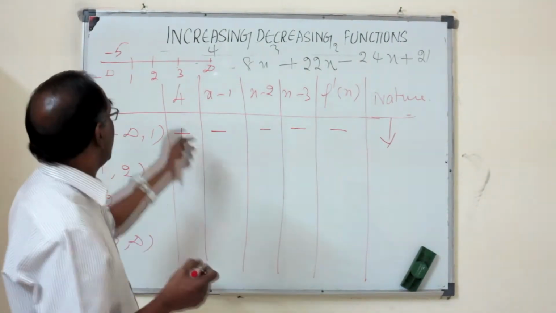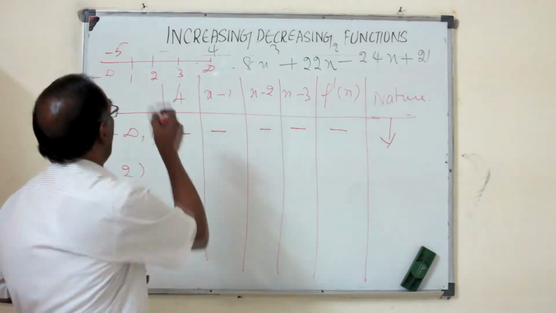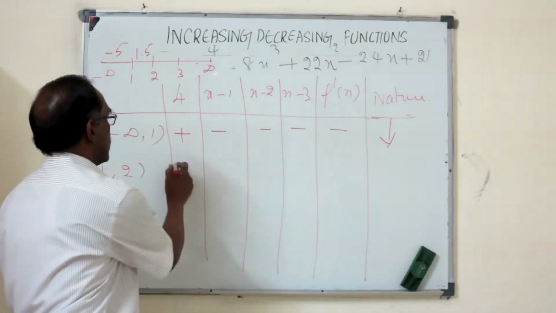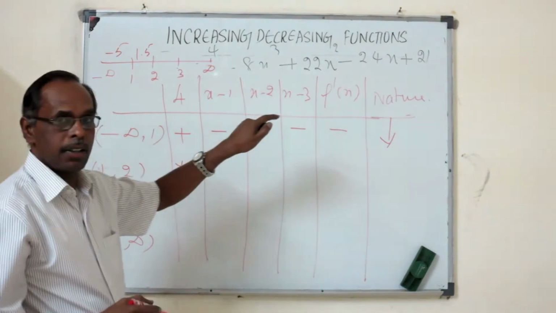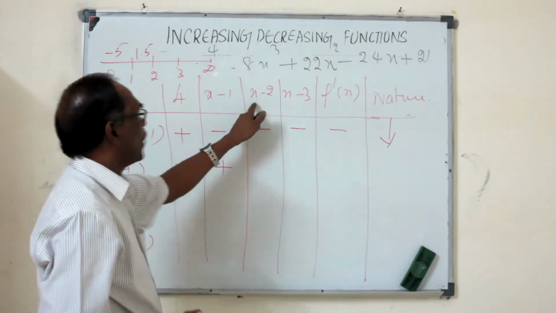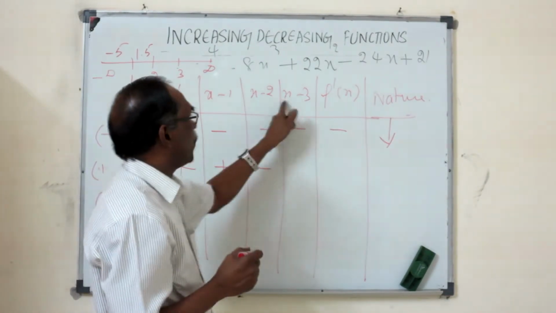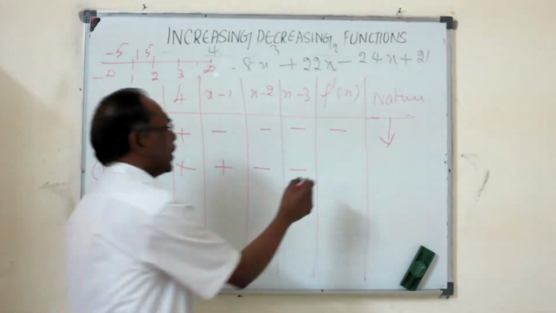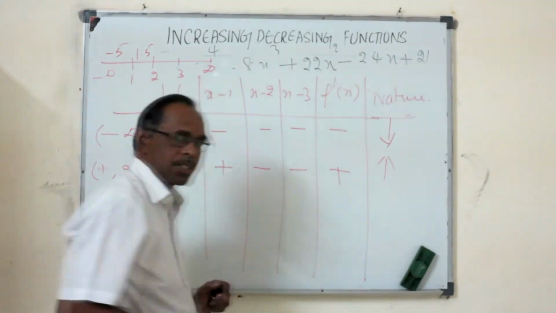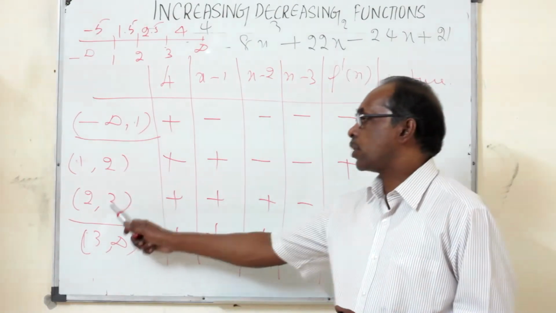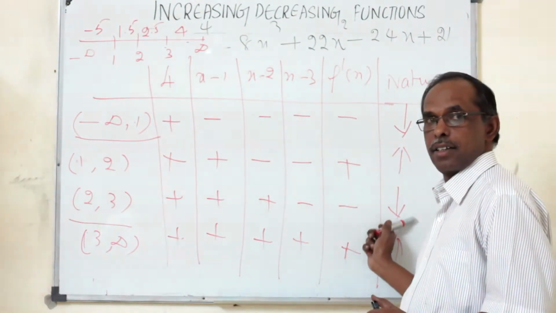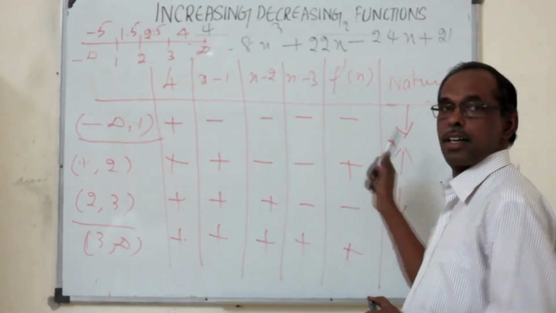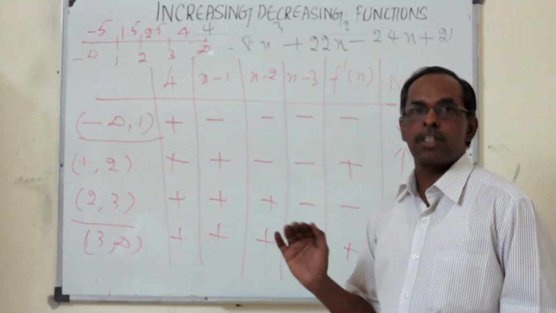What is the next one? You take the second interval, 1 to 2. Can I take 1.5? Substitute that value. So this is plus only. 1.5 minus 1, that is plus. 1.5 minus 2, minus. 1.5 minus 3, minus. You multiply all these four signs. Minus into minus is plus. That means the function is increasing in this interval. Similarly, in the other two intervals, 2 to 3 and 3 to infinity, we check the signs in the same way. So this is what the question is.